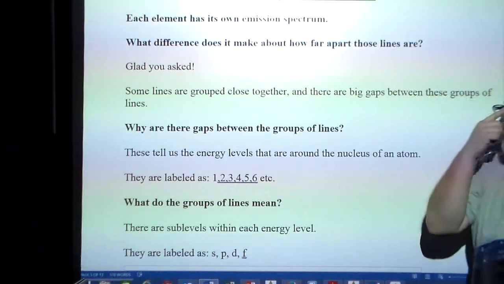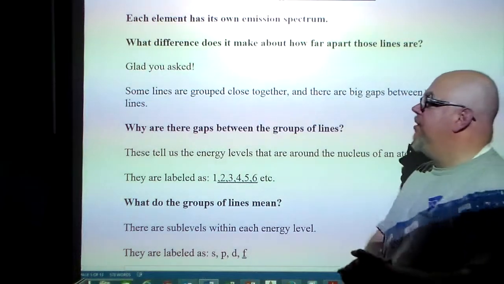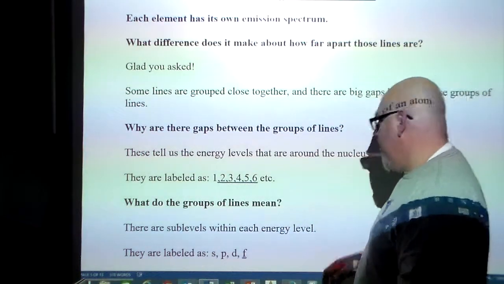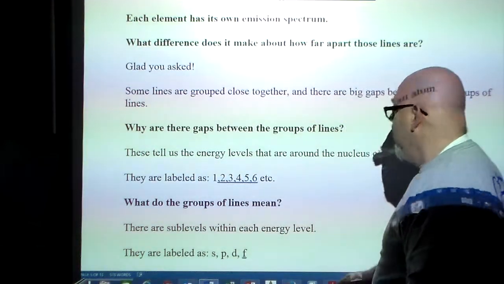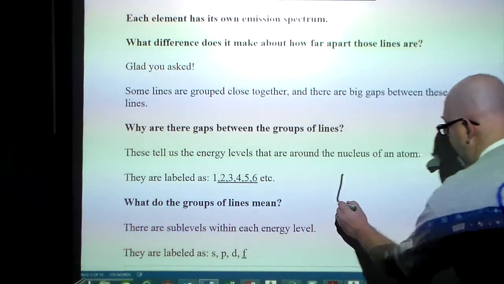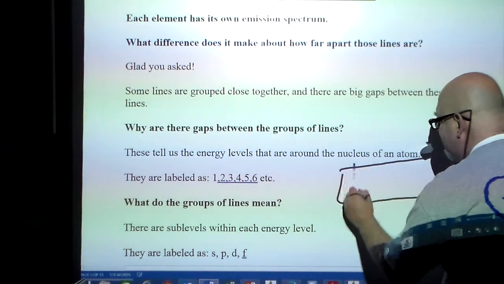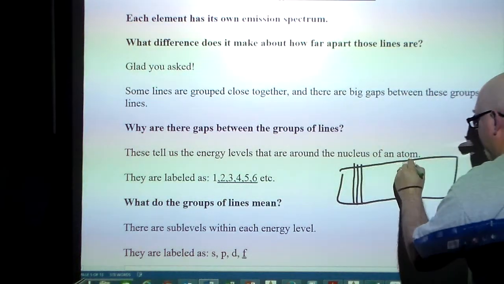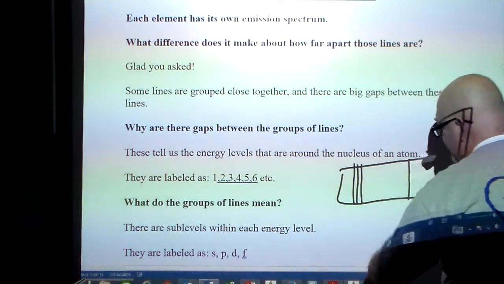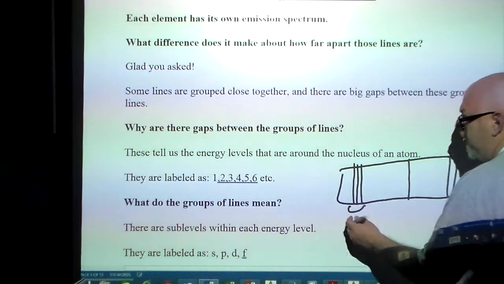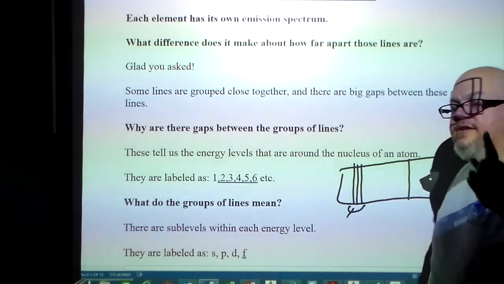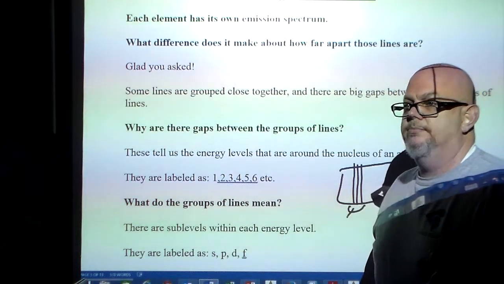So every element has its own emission spectrum, its own fingerprint of light. Now, some of the lines are grouped really close together, and some of them are grouped really far apart. Well, wait a minute. What do you mean when they're close together and far apart? Well, if I look here, and I see lines like this, and I see these different lines, these lines here, they're close together. Guess what? Same level, but different sub-levels in there.